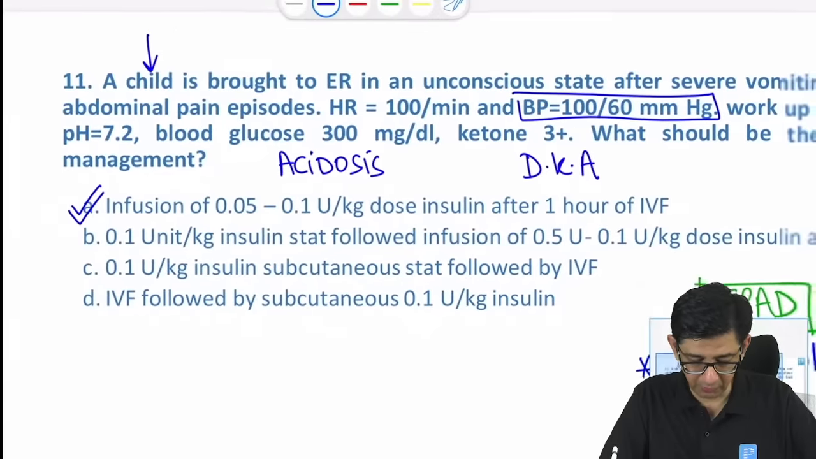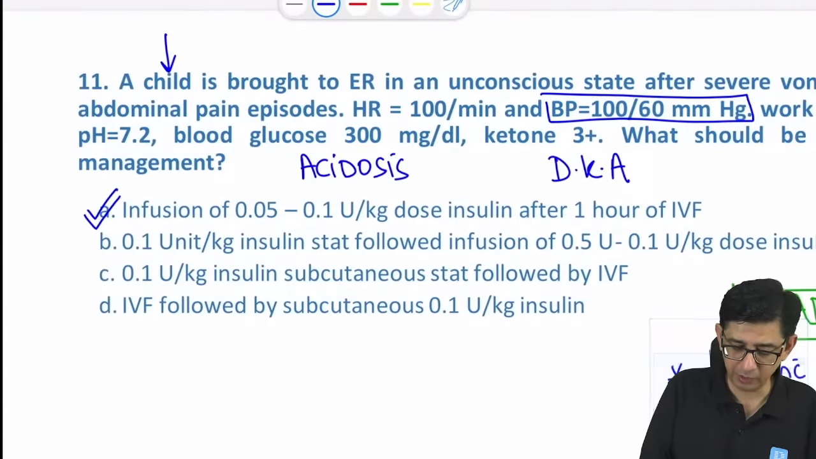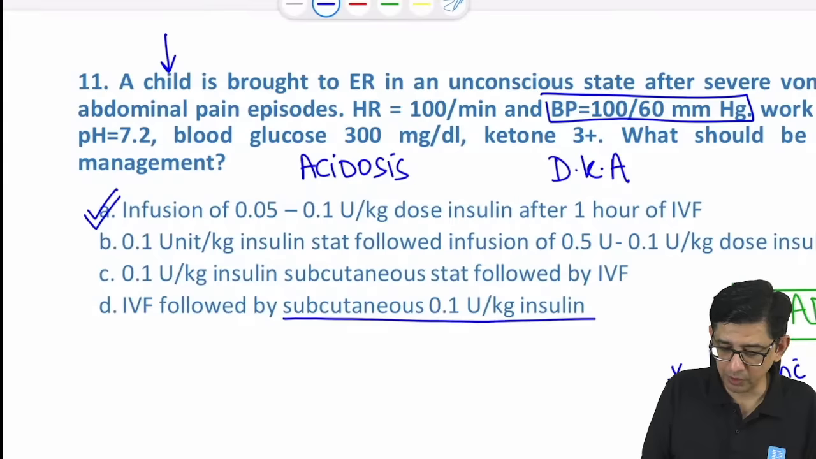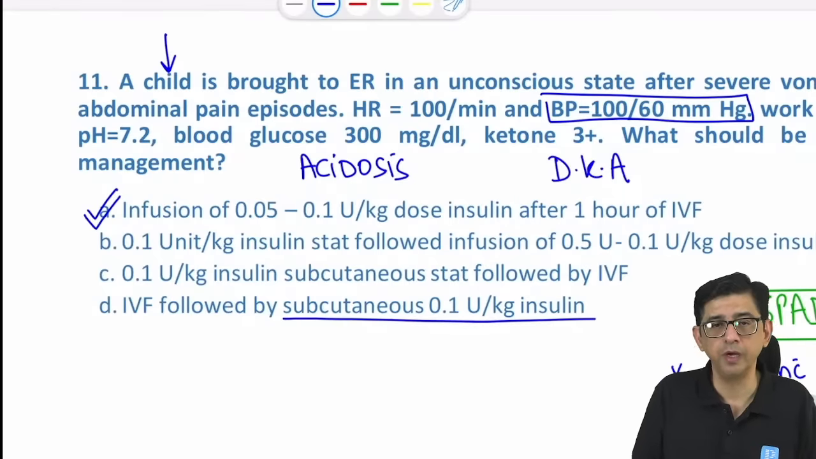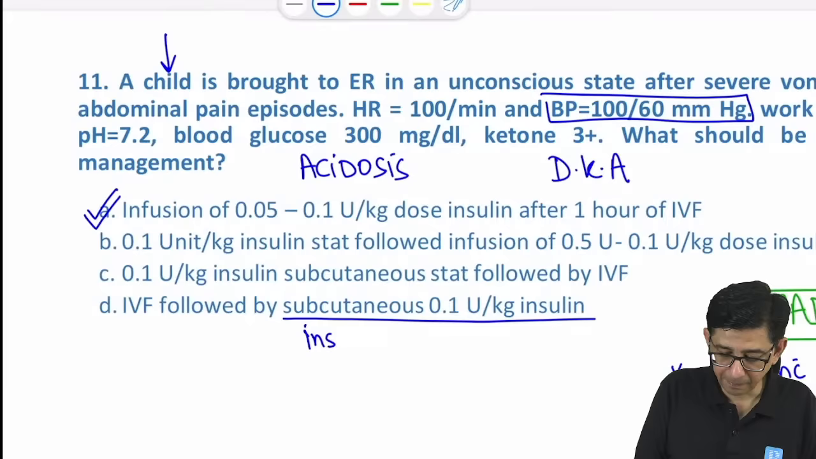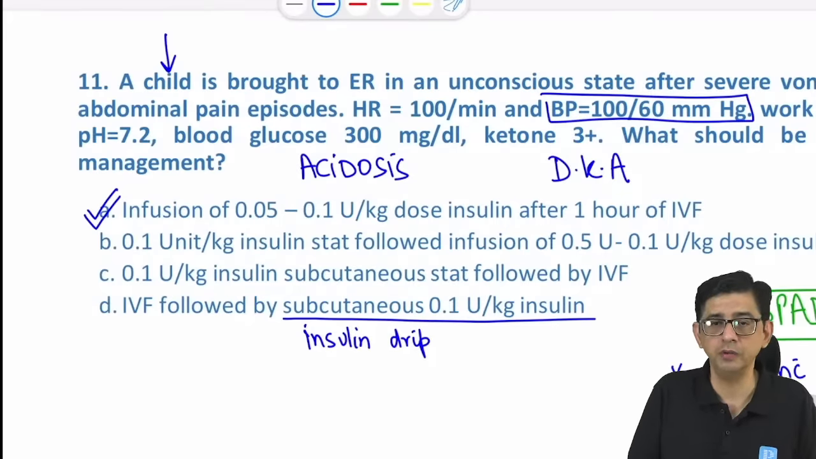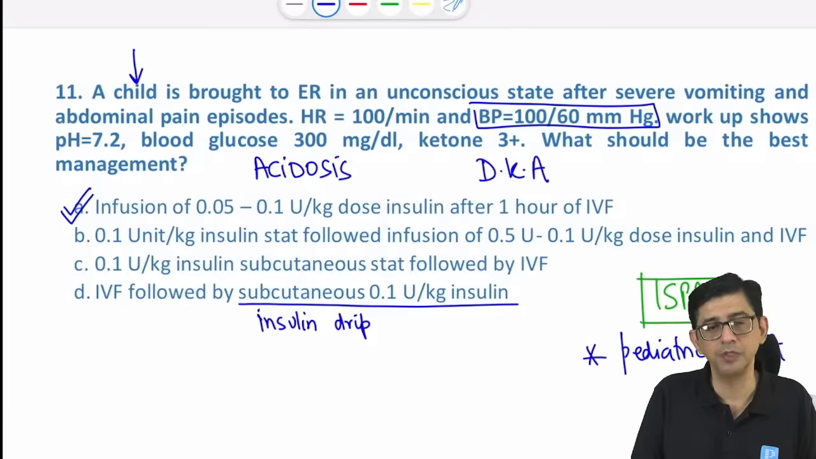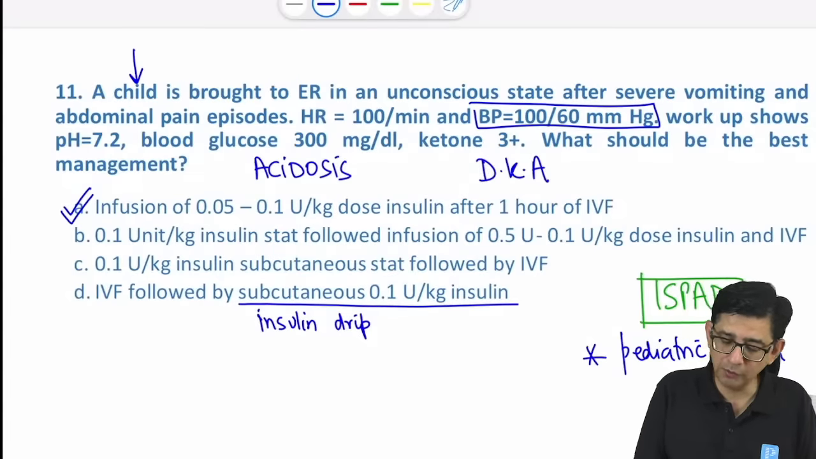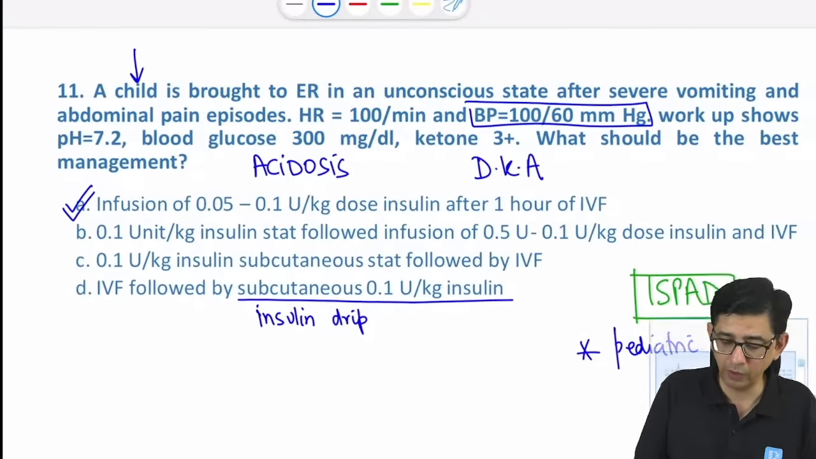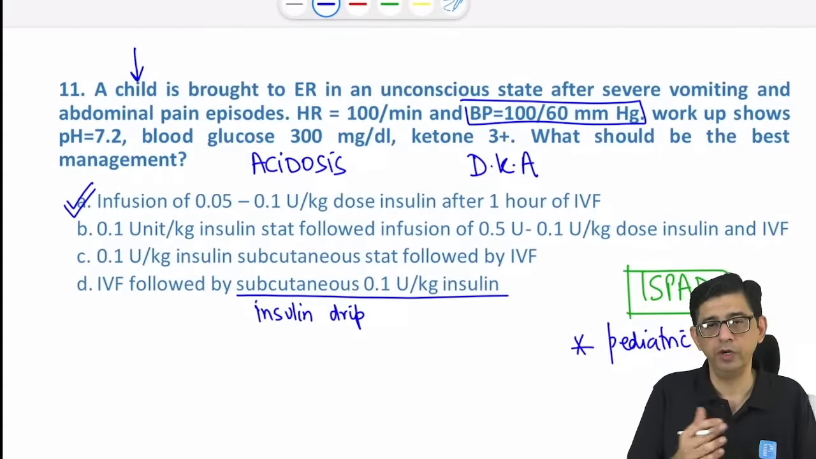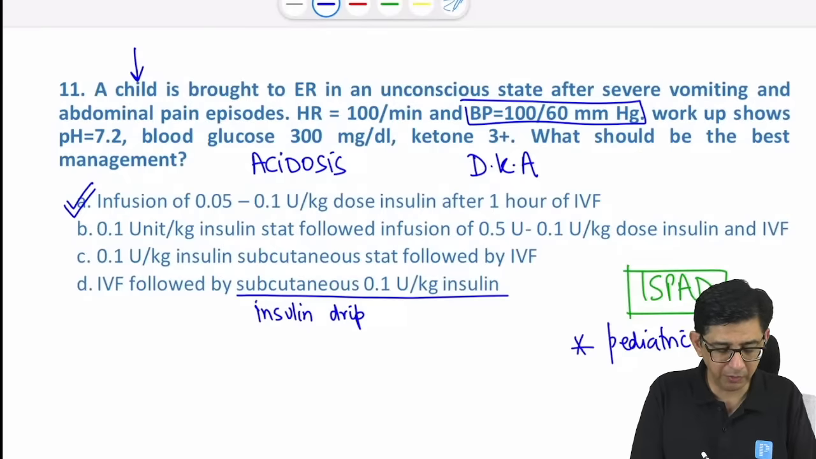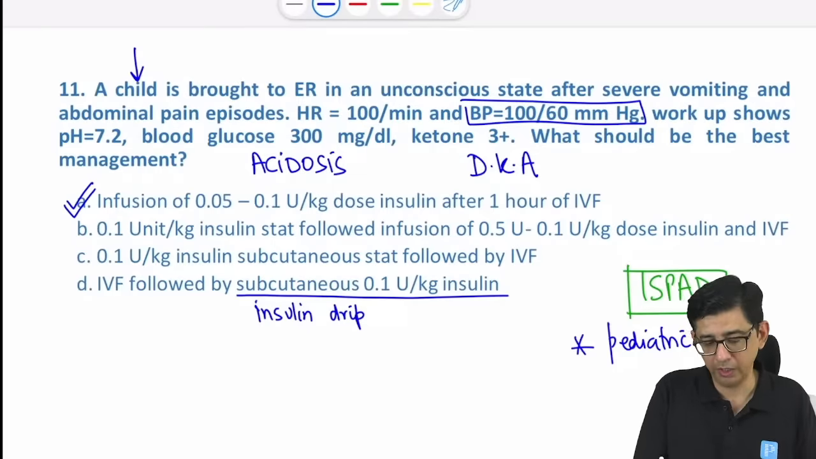Somebody put up a question, IV fluid followed by... yeah, doctor, that is what I'm saying. I can be using subcutaneous insulin, but then it is not going in the form of a drip. It is always an insulin drip which is recommended, and not subcutaneous insulin. Since the child is in a state of dehydration, he says you have to give it in the form of an insulin drip subsequently. So why it is not D: IV fluid is okay, but since the child is not in good shape, I would like to give it in the form of an insulin drip as compared to subcutaneous. In an emergency, if you cannot obtain an IV line, things are different, but routinely, that intervention can be handled.